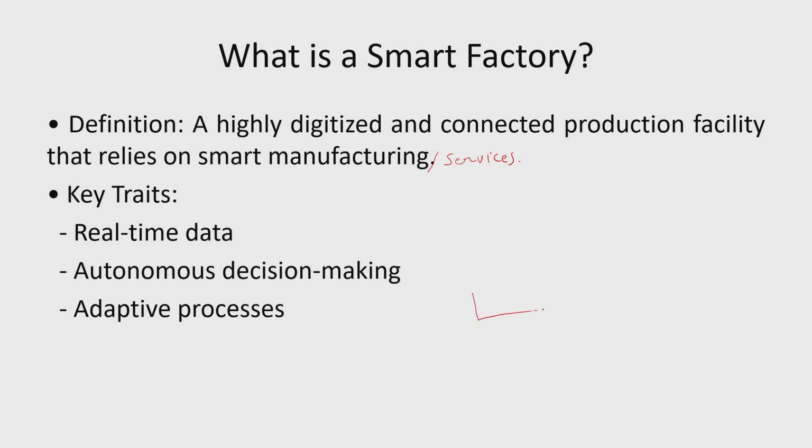Suppose you are doing machining and suddenly the workpiece comes in hard, from a different lot, and you have set some parameters. The process can immediately adapt to the changing material hardness. That type of thing should also be there, so the process should be adaptive in nature.